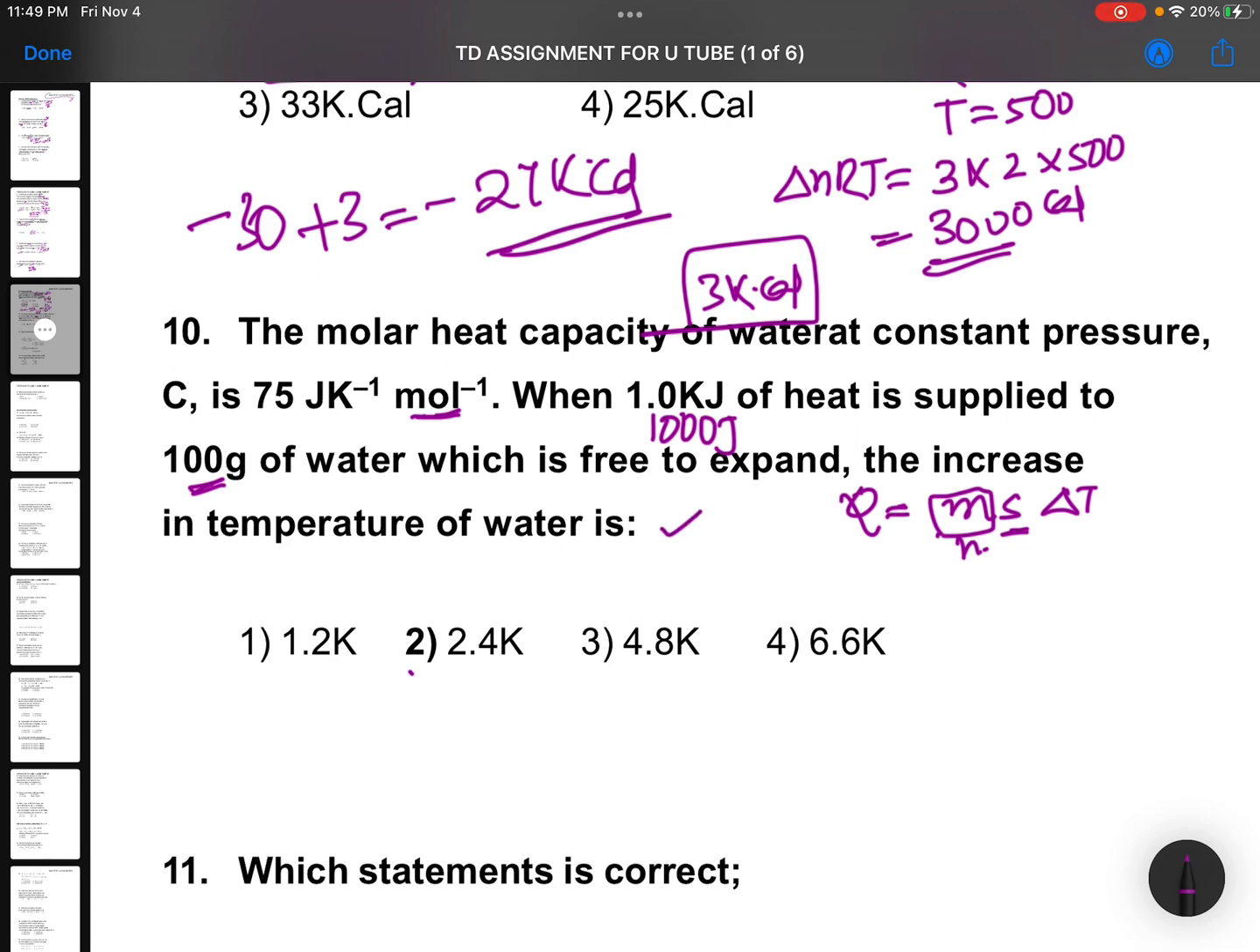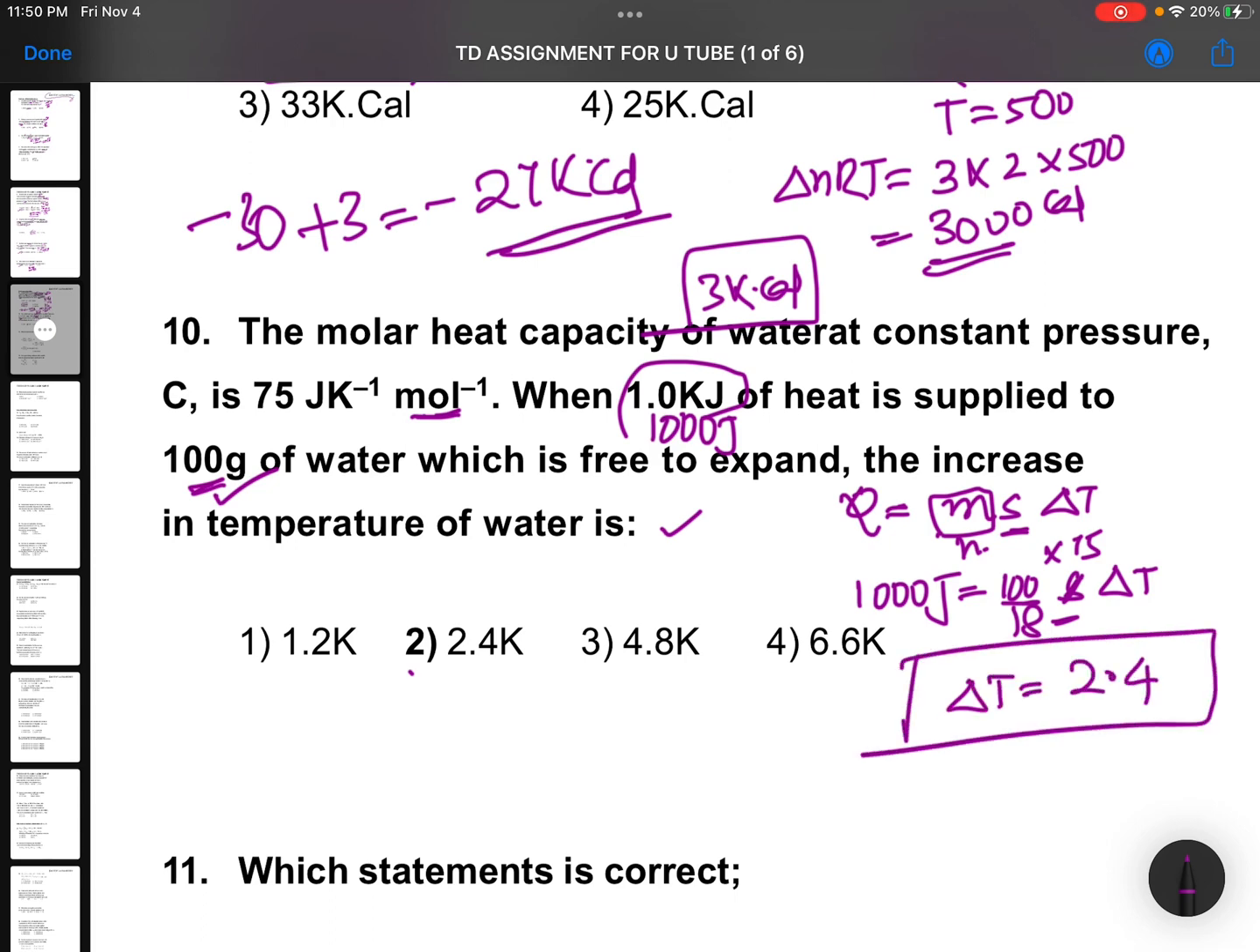Okay, so you tell me now what is Q? Q is 1 kilojoule, which means 1000 joules. n is nothing but the number of moles; we take 100 grams of water, so 100 by 18 into s into delta T. The s value is given as 75 joules per Kelvin per mole. So delta T, if you find out, will come 2.4. You can check. If you are not getting it, I will help you.